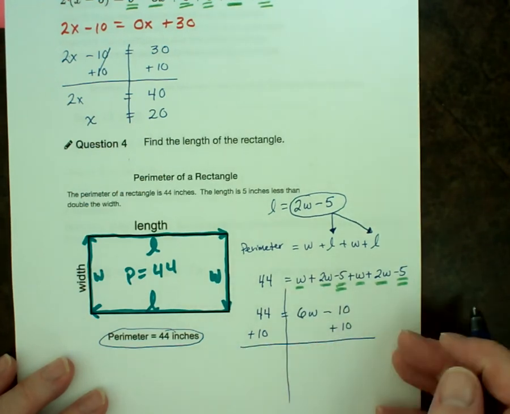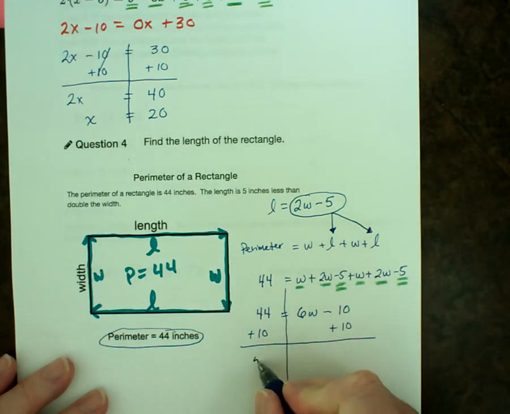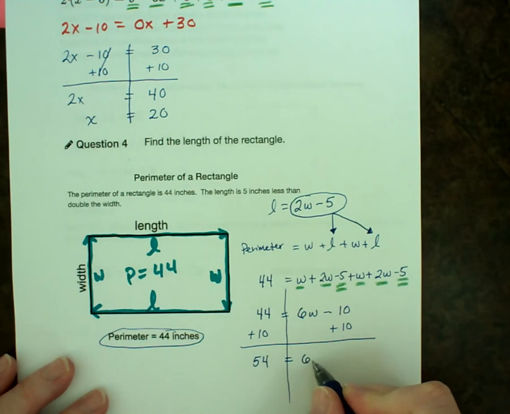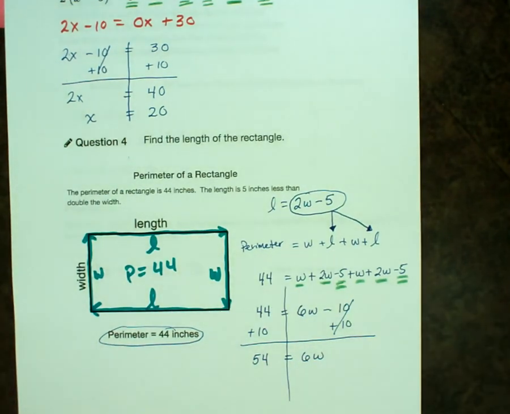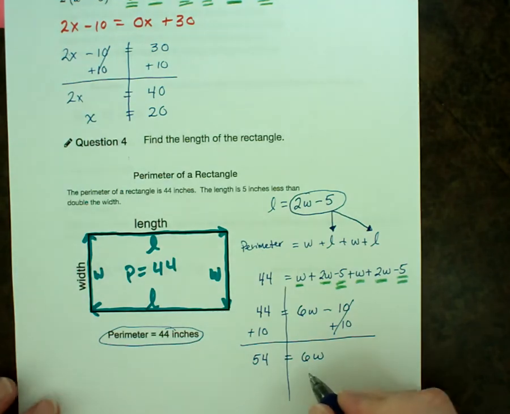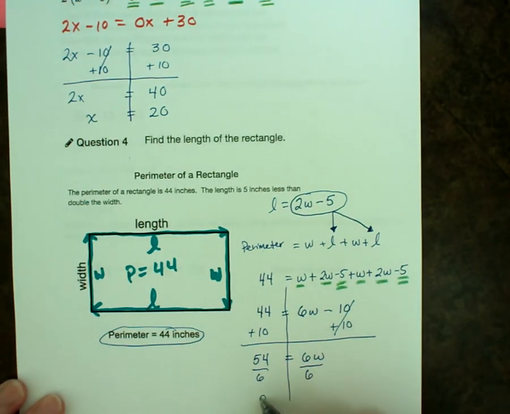The addition bar, because that's what we're doing, adding and subtracting. 54 equals 6W. This is gone. We're really close to the end. If we divide by 6, we get W equals 9.